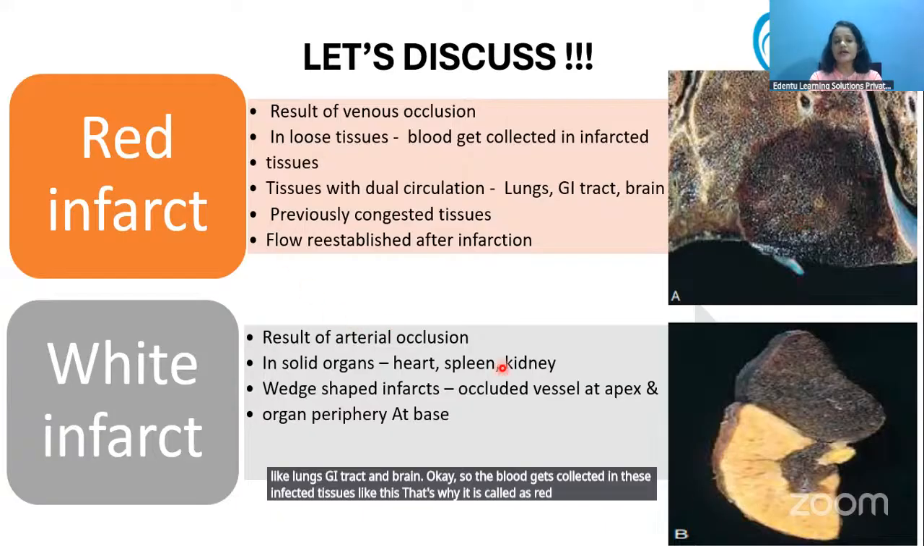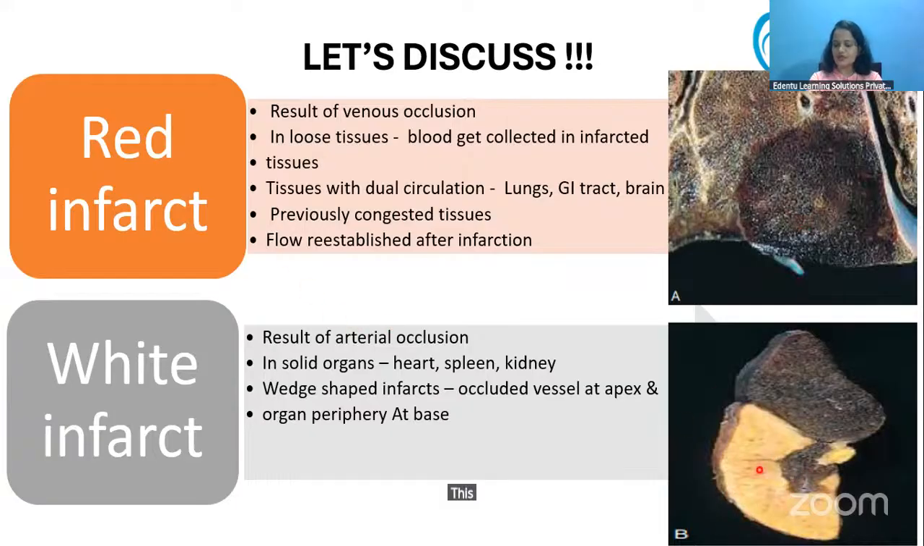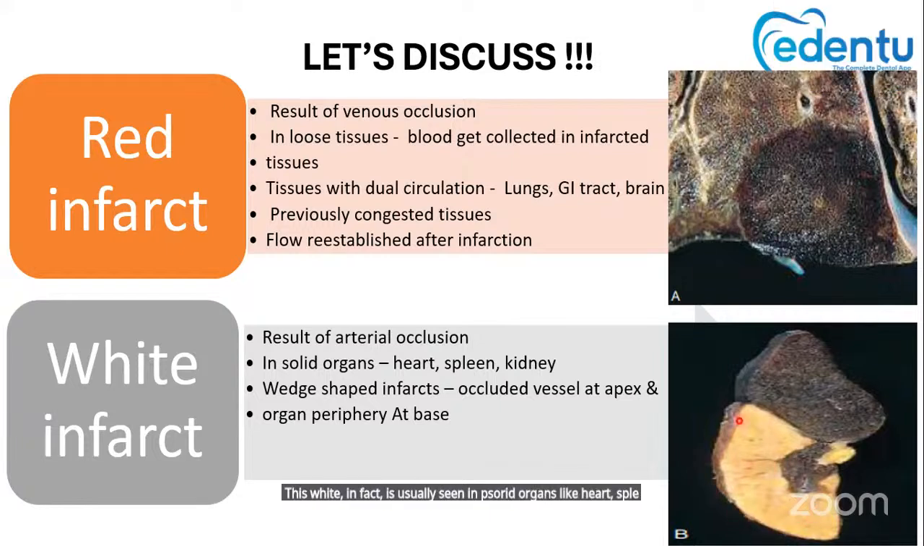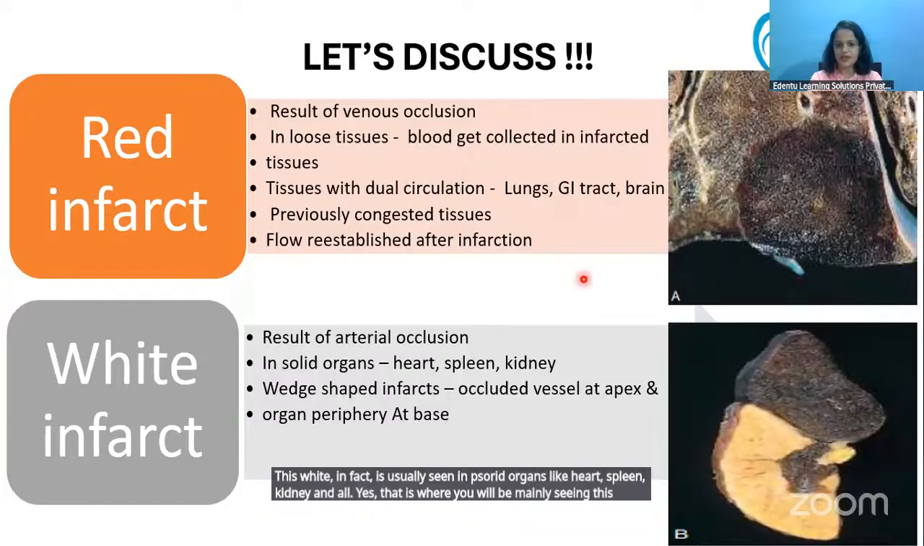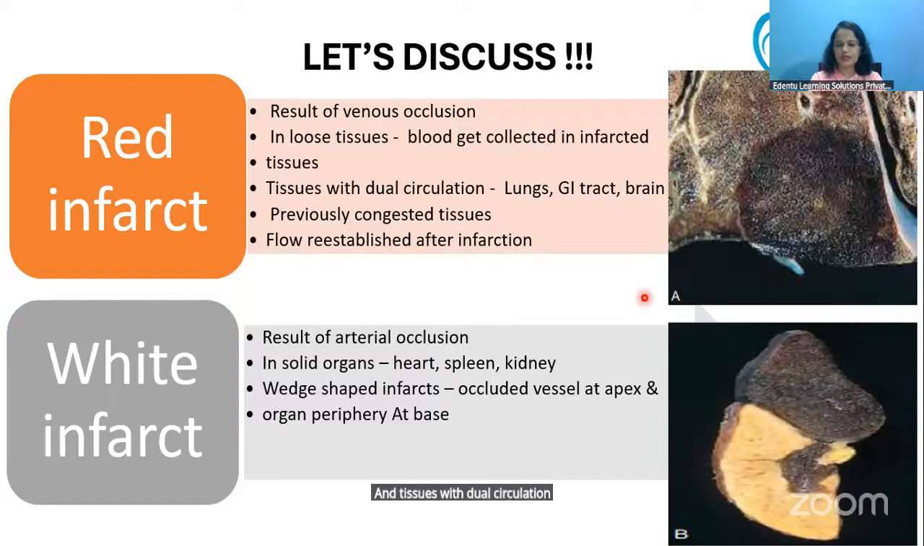Whereas the white infarct is usually seen in solid organs like heart, spleen, kidney and all. That is where you will mainly be seeing this white infarct. And in tissues with dual circulation like lungs and small intestine, there also you will be seeing this red infarct.